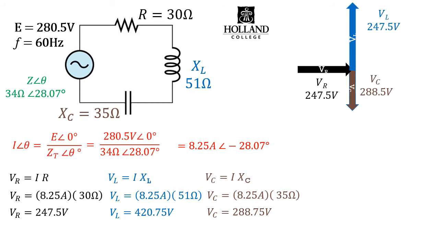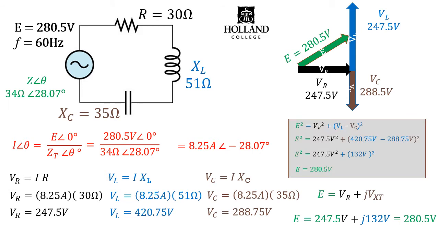Kirchhoff's voltage law says that the sum of voltages have to add. So when we vector sum these voltages, you have to bear in mind that your capacitive voltage and your inductive voltage are 180 degrees out of phase. So when you vector sum them, you have to take the difference, which in this case works out to be 132 volts. When you take that resultant voltage and add it to your resistive voltage, you do indeed get back to your total source voltage of 280.5 volts.